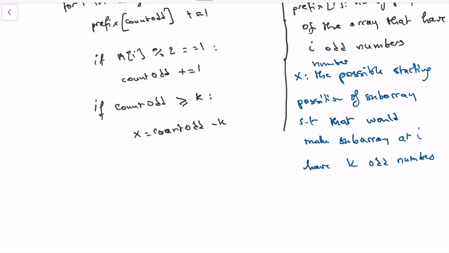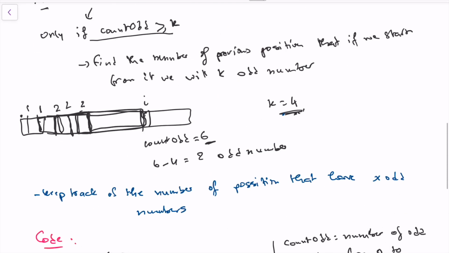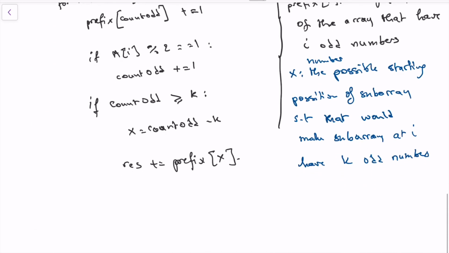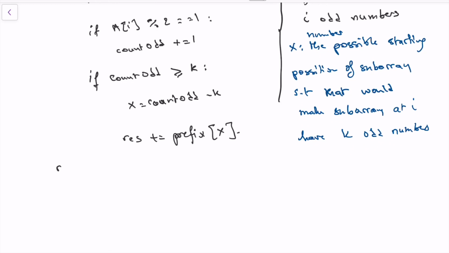And so that would mean here my result would be plus prefix of x, right? So x is basically, for this case, value 2, and so I want all the numbers of subarrays that have 2 odd numbers, because those are my starting positions, and anything in between those starting positions and here I would have 4 odd numbers. And that's pretty much all there is to it. At the end, I could just return the result.